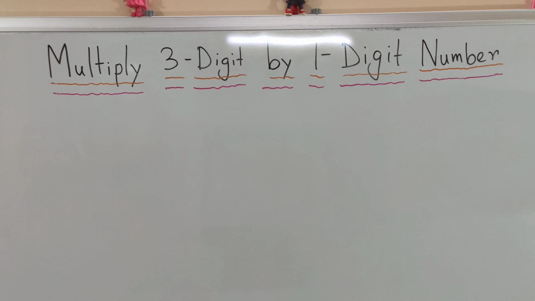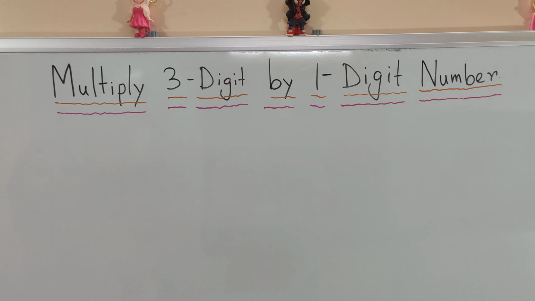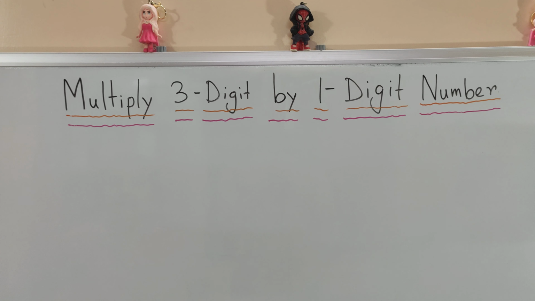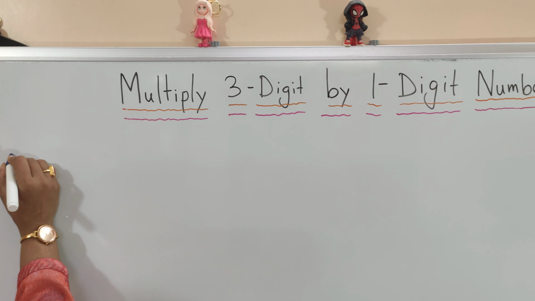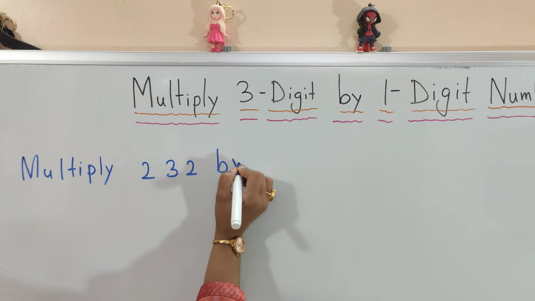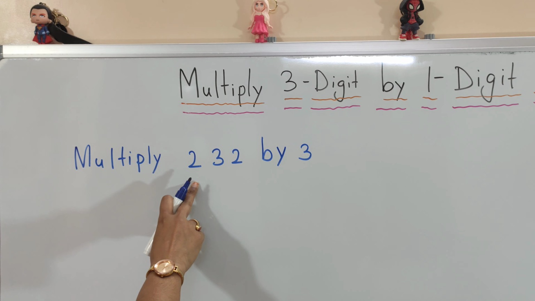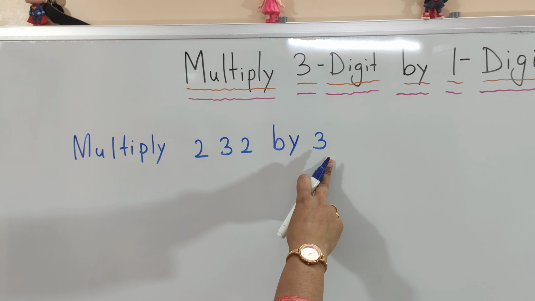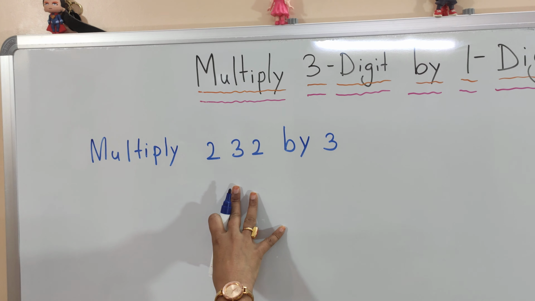Today we will learn how to multiply a 3-digit number by a 1-digit number. So let me show you an example. Multiply 232 by 3. I will show you in two methods.